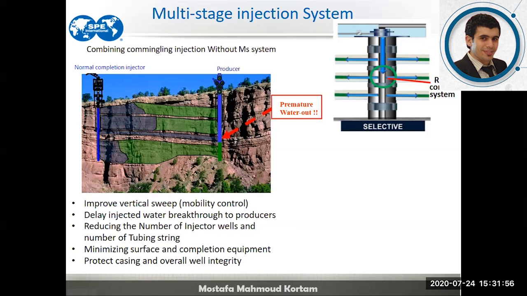One is utilizing multi-stage injection. What does it mean? For example, if you have this kind of layering effect and this is a normal injection where you are commingling all the layers without multi-stage, what you will have when injecting the water and displacing the oil is this high permeability streak. Remember, it's pretty close to the example of the second case of our discussion today. You will have a production of oil and water, and you get a premature water breakthrough.